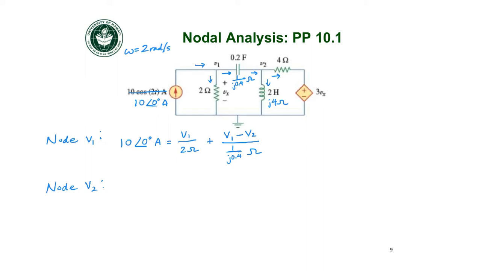Okay, so hopefully you paused the video and wrote down your equation. The current entering the node is the current through the capacitor. So it's going to be the same as the last term in the top equation for node V1.